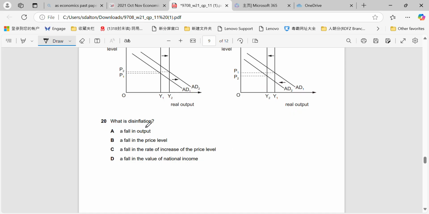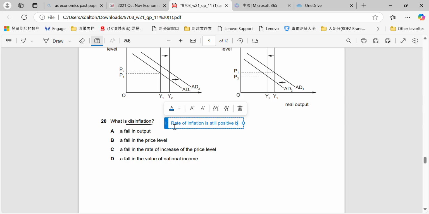Okay, question 20. What is disinflation? So again, just another simple definition question. Disinflation is where the rate of inflation is still positive. In other words, we still have inflation, but it is going at a decreasing rate.